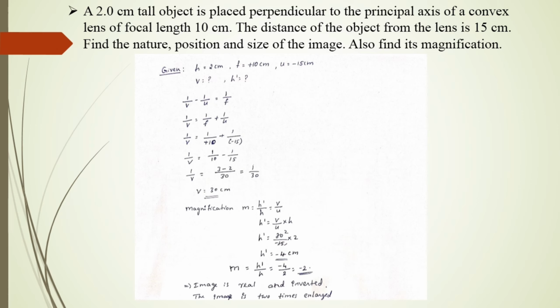Calculate the magnification m. m = h'/h = v/u. So rearrange: h' = (v/u) x h. Substitute the values of v, u and h: 30/(-15) x 2. So we will get -4 cm.